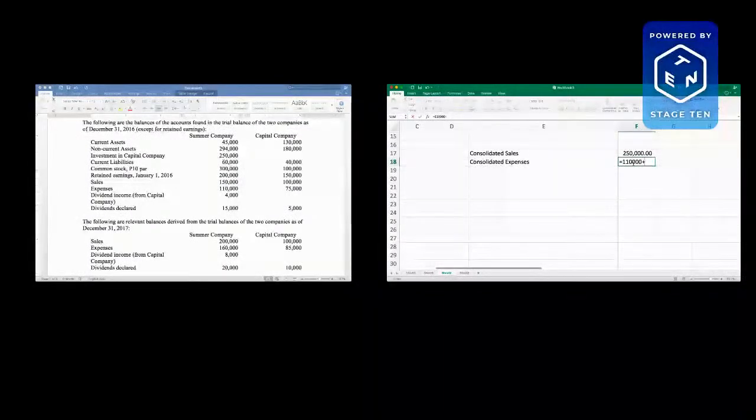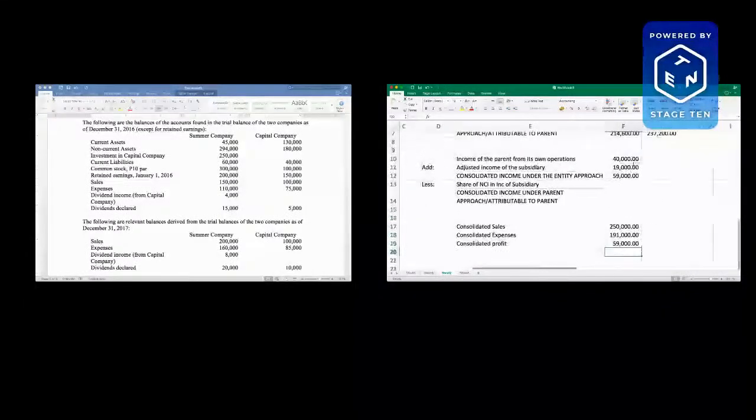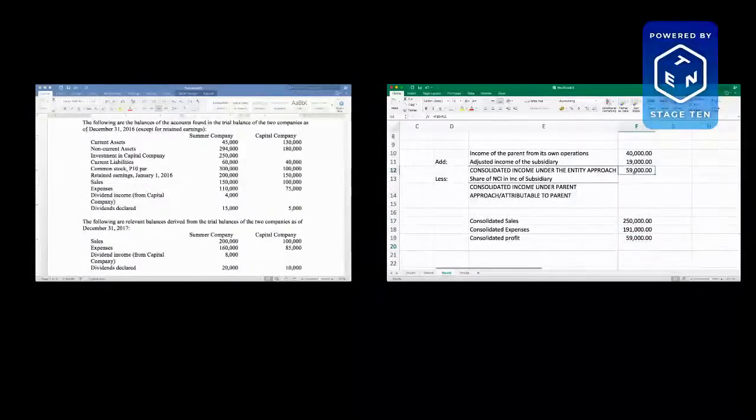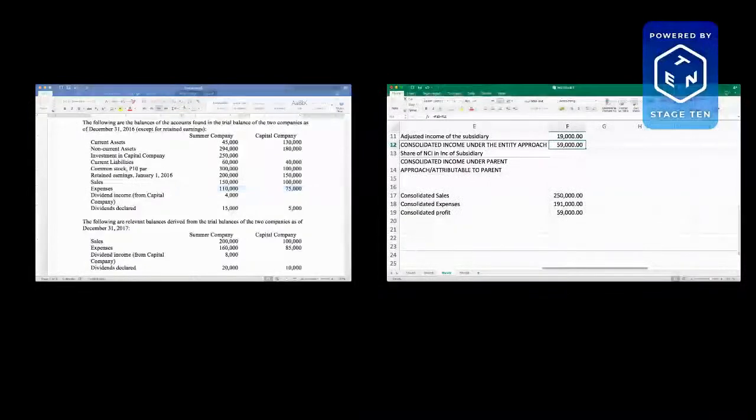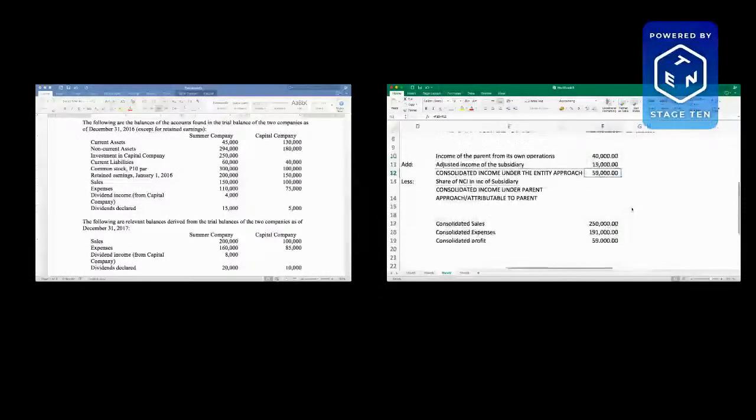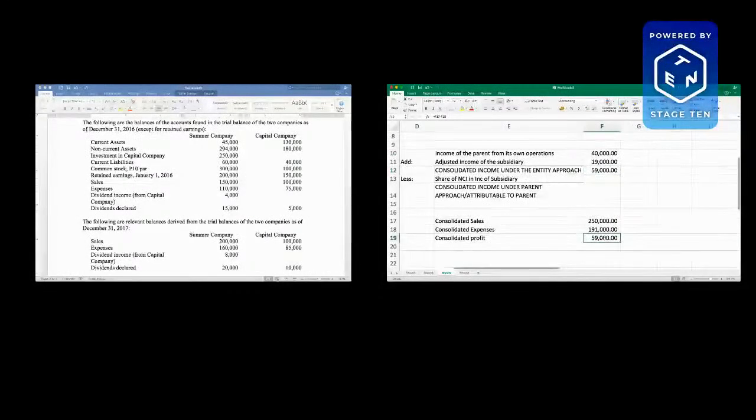110,000 plus 81,000. This will give you your consolidated expenses. So consolidated sales of 250 minus consolidated expenses of 191, it would still give us our consolidated income of 59,000. The same here. So I hope you are able to appreciate the income statement presentation.